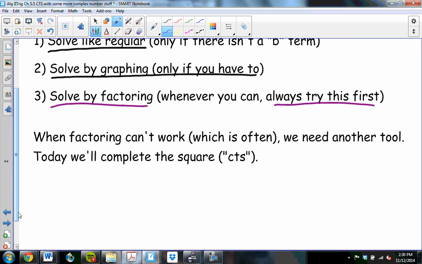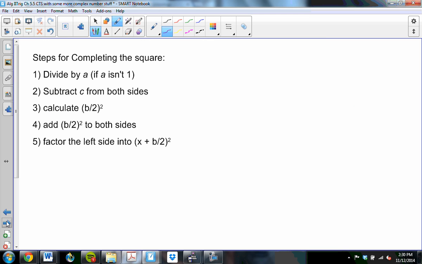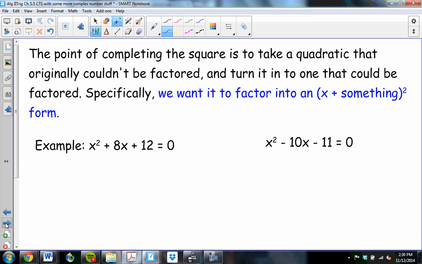When factoring can't work, which is often, we need another tool, and that tool is called completing the square, which I'll abbreviate as CTS. These are the steps for completing the square. I'm not going to leave them up for very long, so you can just press pause and copy them down. But there they are. I'll try and follow those as best I can. I'm going to complete the square over here. The goal of completing the square is to take a problem that can't be factored and write it in a way where it can be factored.